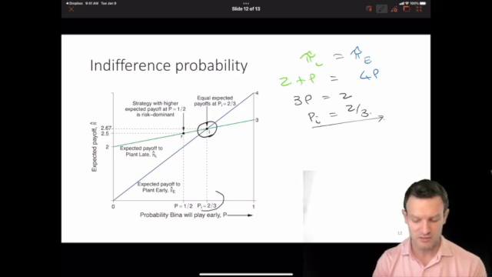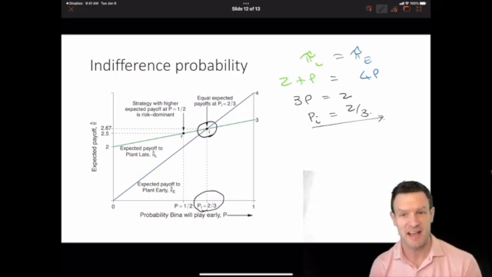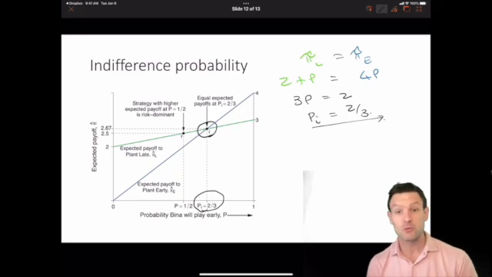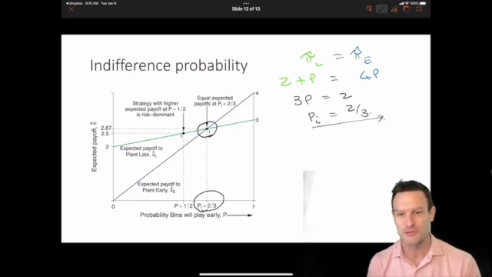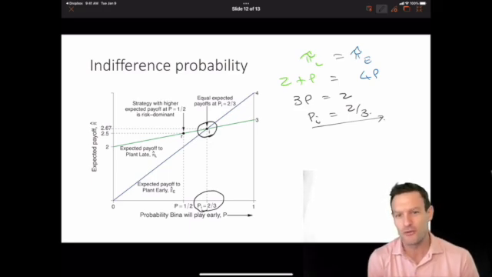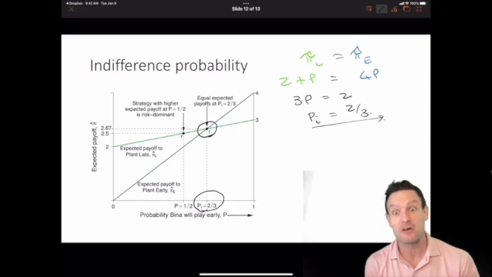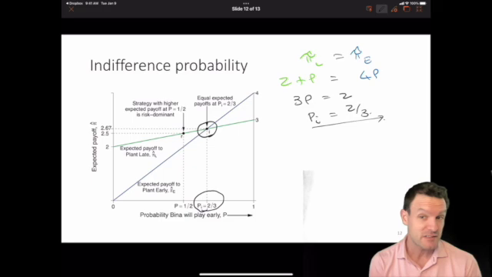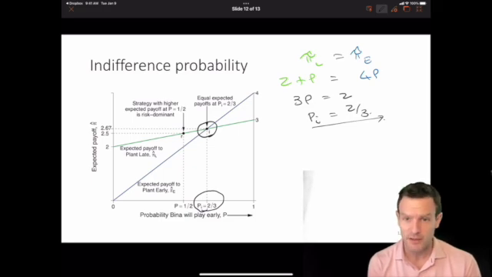That is the same indifference probability that we're seeing on the x-axis here. So when p equals 2/3, what does that mean? It means that at that point, the players are indifferent between the strategies that they could play. If pi equals 2/3, it means that the expected payoffs are equal to each other at that point. So I can play early or I can play late, and if I play either one, I'm getting the same expected payoff in this game.